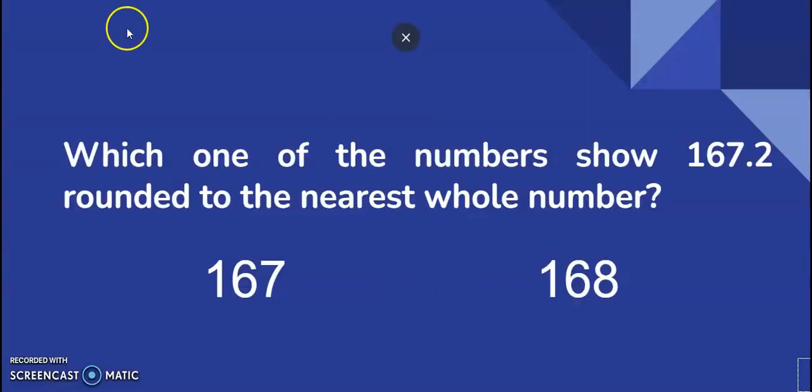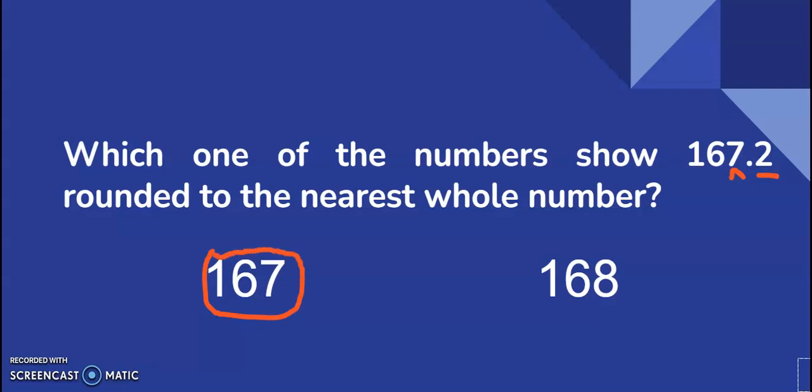Let's do another question. Which one of the numbers shows 167.2 rounded to the nearest whole number? 167 or 168? In order to answer this question, I'm going to make an arrowhead to show the number that is given. My ones digit is the target digit, and then I underline the digit to the right. The digit to the right is 2, that means 4 or less, so my number rounded off to 167. So 167 is the number that shows 167.2 rounded to the nearest whole number.